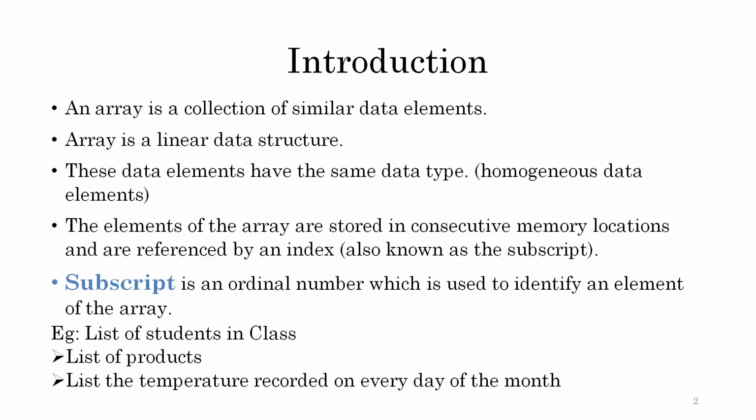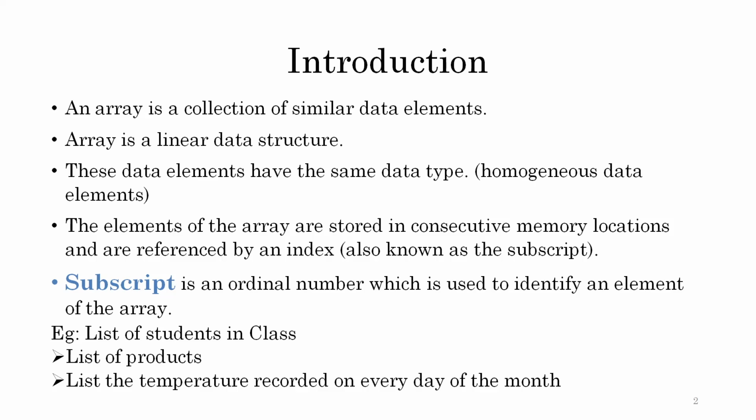What is an array? An array is a collection of elements stored under a common name. So an array is a linear data structure. These data elements have the same data type, so that is meant by homogeneous elements. These elements of the array are stored in consecutive memory, that is contiguous memory locations, and are referred by index.